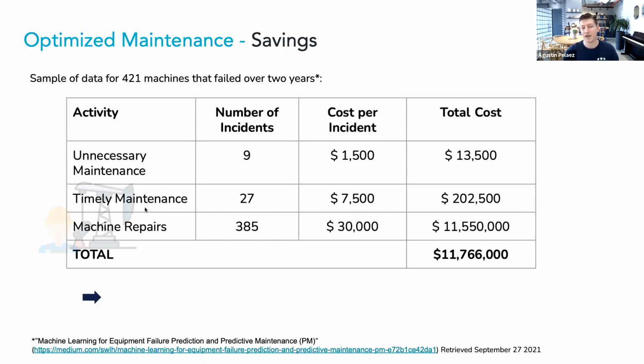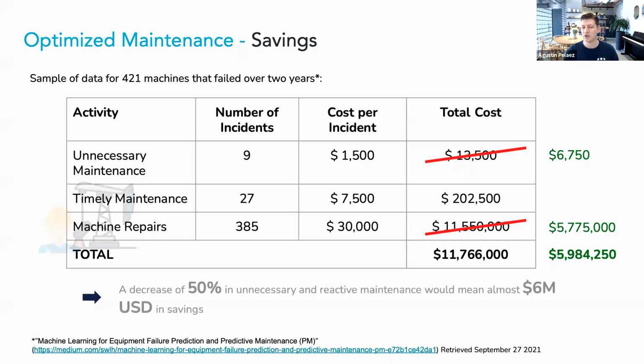The desired one, which is the timely maintenance, this cost cannot be eliminated. You still need to do it. And then the repairs due to unexpected failure or lack of maintenance could go as high as 380, and this cost per incident could be close to $12 million. So imagine if we could create an optimized maintenance program to reduce 50% of unneeded, reactive maintenance, we would be saving this factory or this company close to $6 million over the course of 2 years.